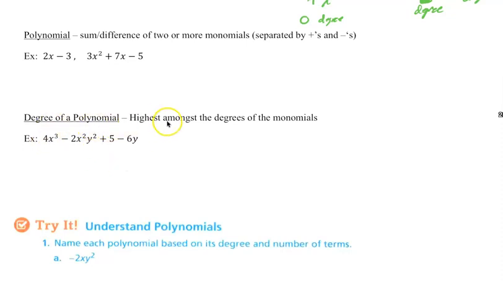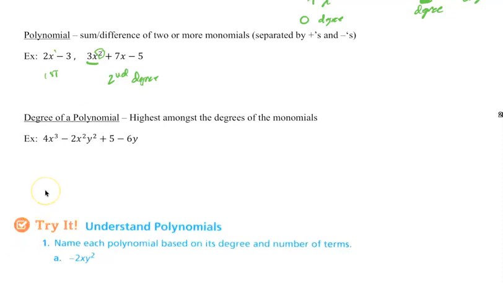The degree of a polynomial, you just look for the highest degree of the monomials. So if we look at all these monomials separately, what's the highest one? That'll be the degree of the polynomial. Over here, the highest one we have is a 2, so this will be a second degree. Over here, the highest power is 1, so this will be a first degree.